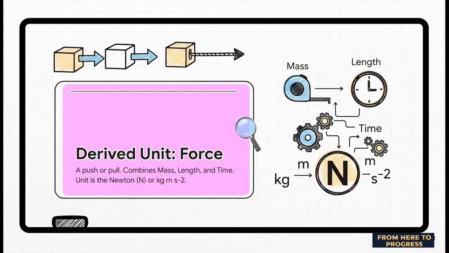Okay, let's try a slightly spicier recipe. Let's talk about force, a push or a pull. The recipe for this one uses 3 of our base ingredients. It's mass times length, all divided by time squared. This gives us the unit kilograms meters per second squared. Now that's a mouthful, right? So physicists gave it a nickname, the Newton. But don't let the fancy name fool you. Underneath, it's just mass, length, and time all mixed together.